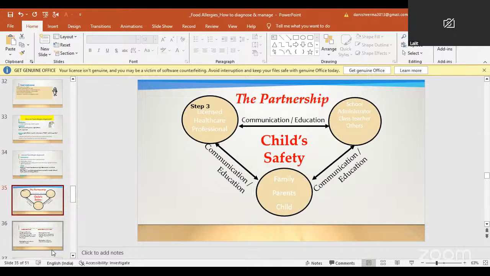How do you manage a child with allergy? Because this is really concerning. There has to be a partnership between the school administration, class teachers, and others. They have to communicate with each other.